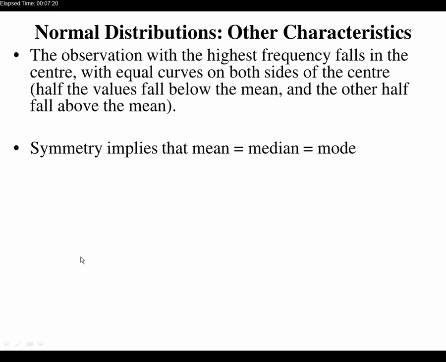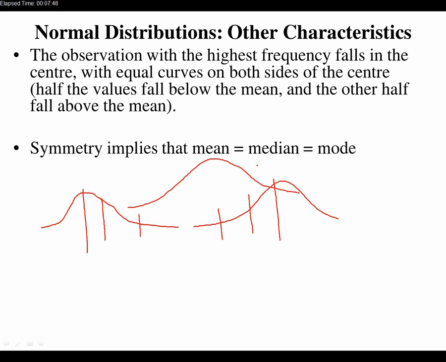Okay, remember what we talked about and how to figure out mean, median, and mode. So if we are in a positively skewed distribution, it's going to be mean, median, and mode. If we're in a negatively skewed distribution, it's going to be mean, median, and mode. Okay, but in a normal distribution, what's it going to be? It's going to be mean, median, and mode.